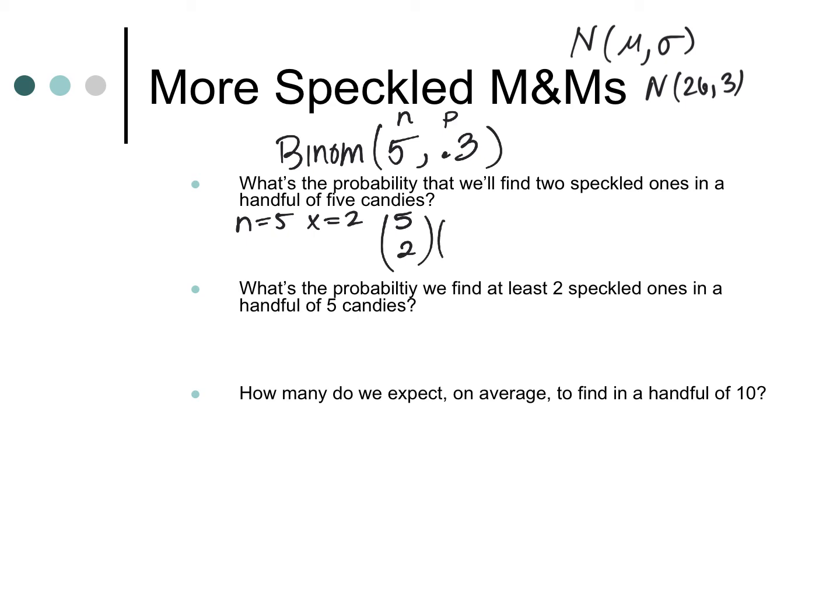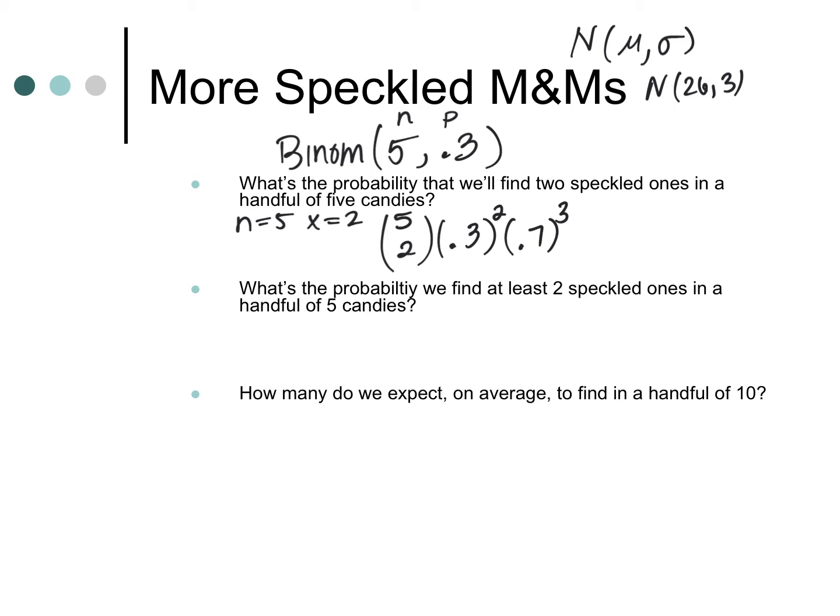Times the probability of success, which is what? 0.3. To the number of successes power, what are my number of successes? 2 successes. And then probability of failure, 0.7. How many failures are there? 3. Okay. So probability of success to how many successes, probability of failure to how many failures. If I have 5 total and 2 successes, that means there's 3 failures.